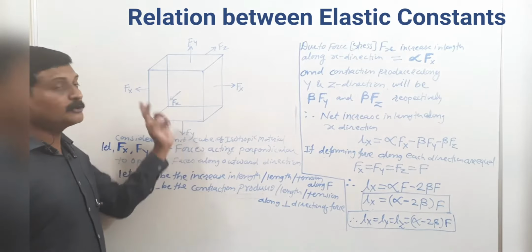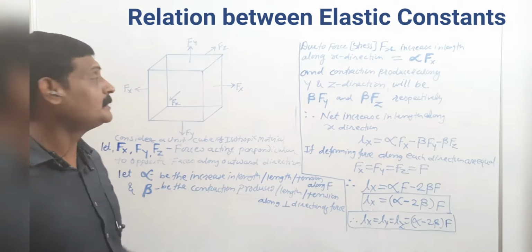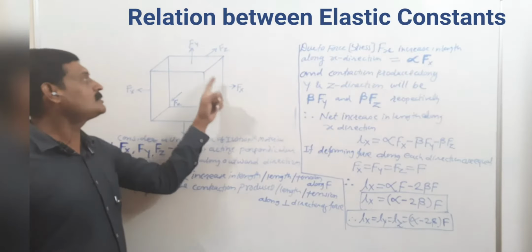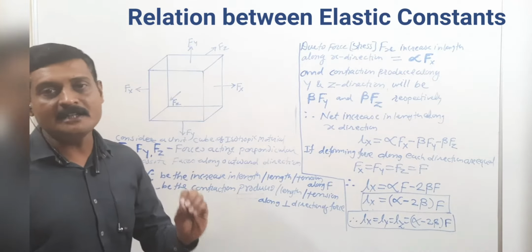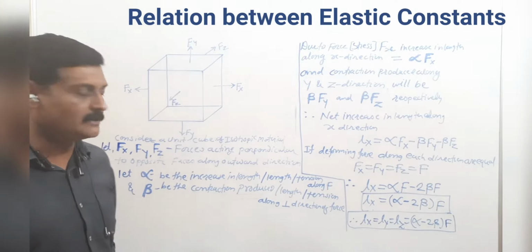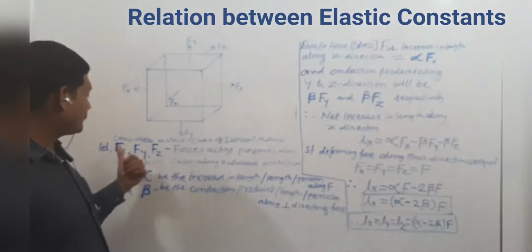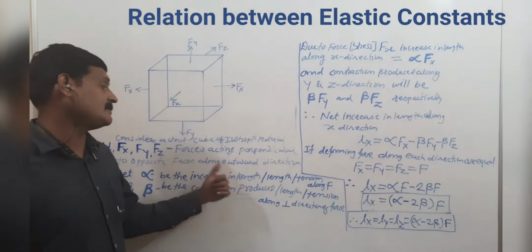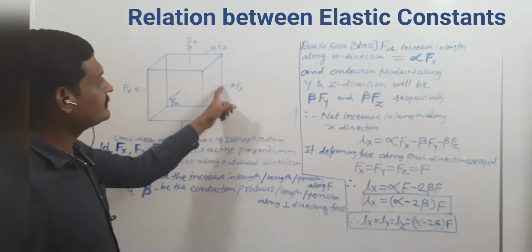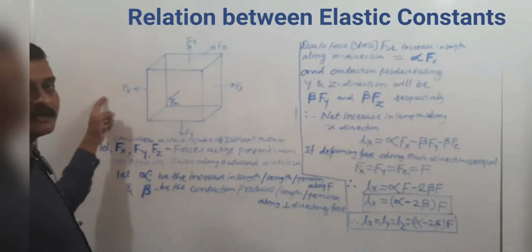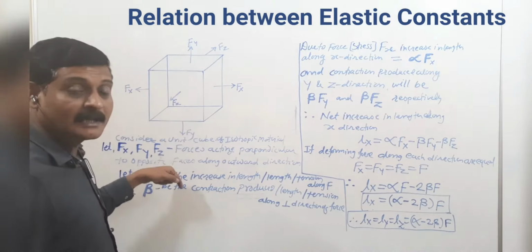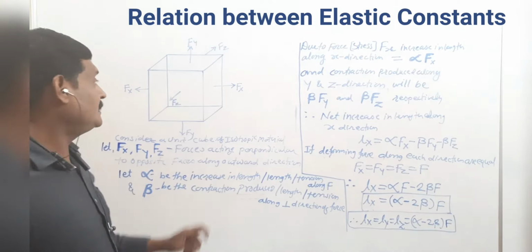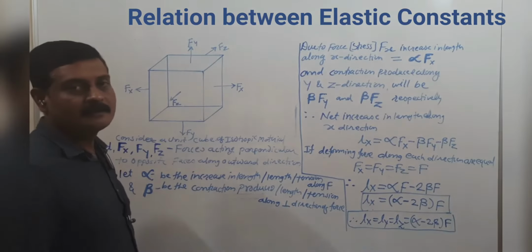There are 6 faces to the cube. On each face, forces Fx, Fy, Fz act on each pair of opposite faces respectively. Suppose Fx, Fy and Fz are the forces acting perpendicularly on opposite faces along the outward direction. So Fx is the force acting on this face as well as on this face perpendicularly. Fy is the force acting in the upward direction as well as in the downward direction on the opposite side, and Fz is the force acting on this side.